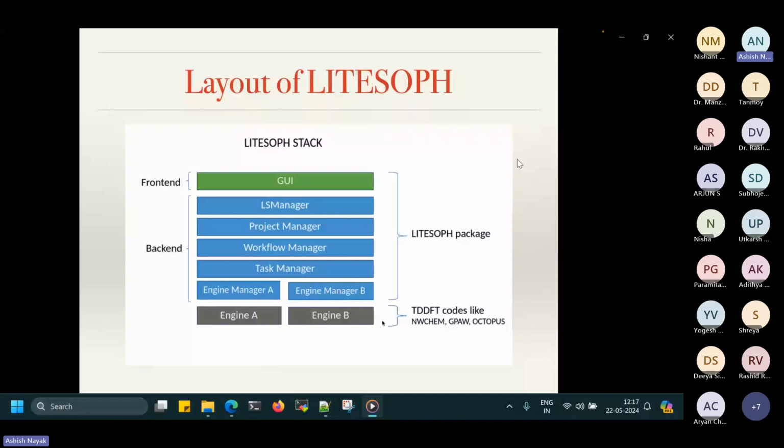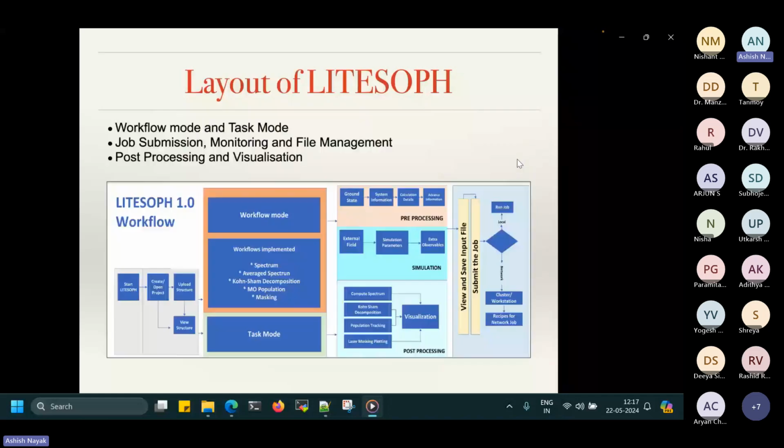There is an engine manager layer, which basically, once given input, it decides what kind of engines to use and so on. Task manager, depending on what you want, it manages all the input and output for every task. There is a workflow mode, which is managed by the workflow manager. So entire set of tasks that can be run to attain a certain goal. And then there is the project manager and the LITESOPH manager and the GUI. The GUI front end is what you will see. This is basically the workflow that you would encounter. More on this, hopefully my students can tell you a little bit more.